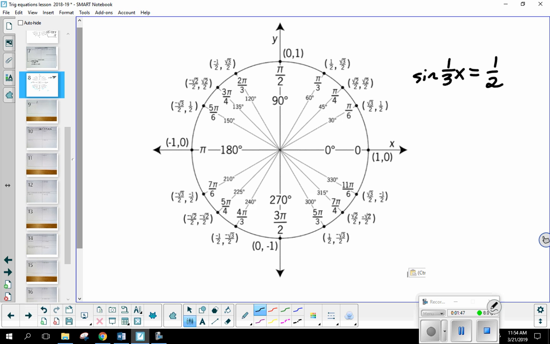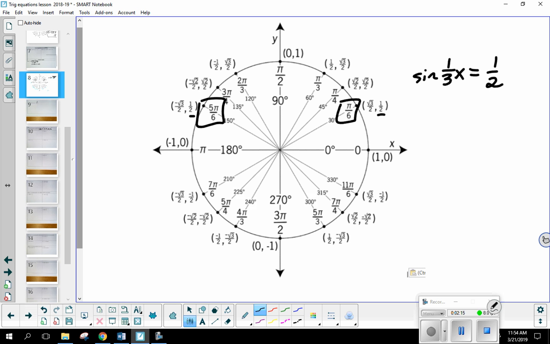So what am I looking for specifically? How do I know where my answers are going to be? What am I looking for? There you go. Remember, sine is y. So I'm looking for every coordinate that has a y value of a positive 1/2. Well, I see one right here, so I'm going to start with pi over 6. Then what? We've got 5 pi over 6, and those are going to be the only two, right?